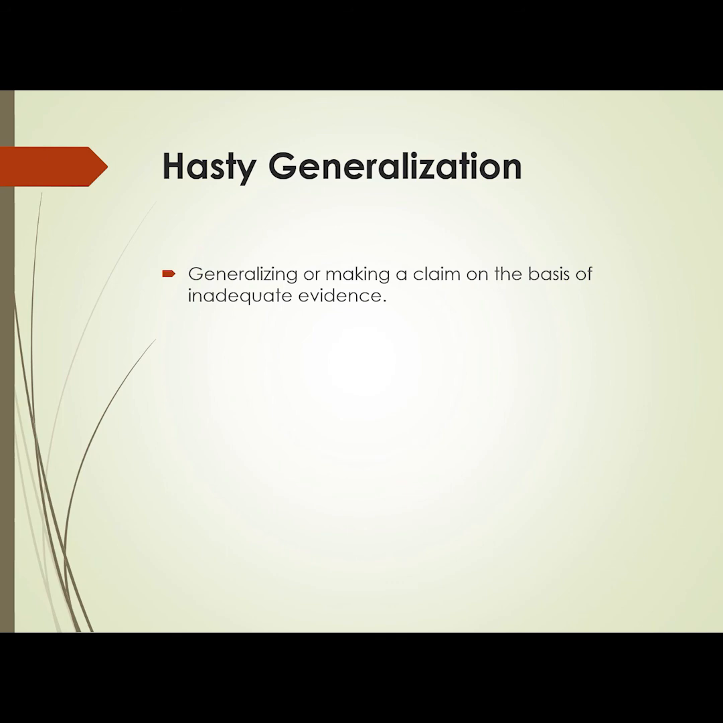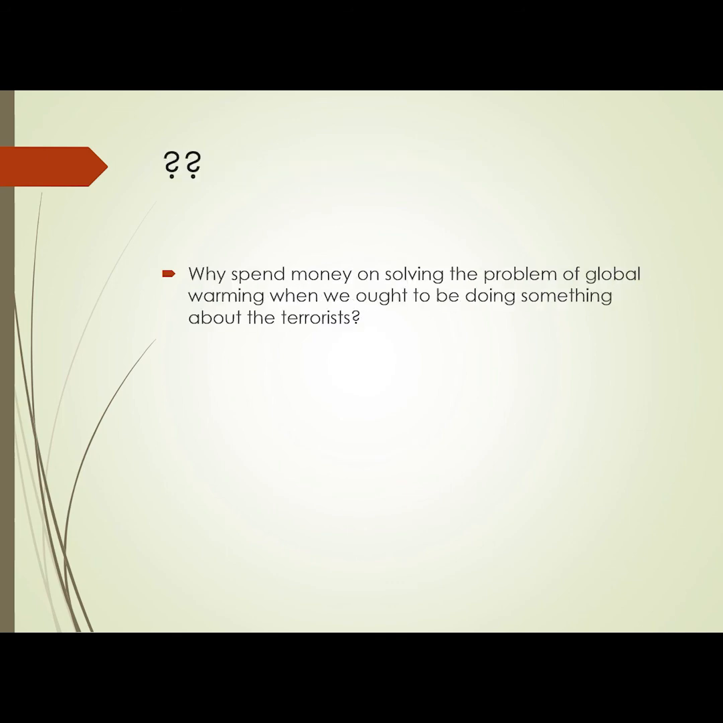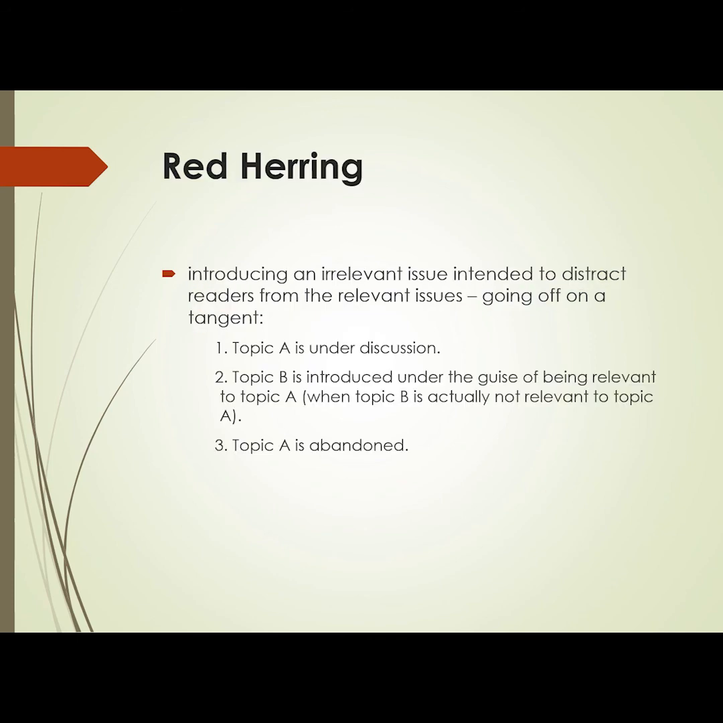Why spend money on solving the problems of global warming when we ought to be doing something about terrorists? Interesting. Global warming, then we're going to discuss terrorists instead. It's a red herring. This is where you insert an irrelevant issue. Terrorists had nothing to do with global warming, but we switched the topic so we could discuss something else.